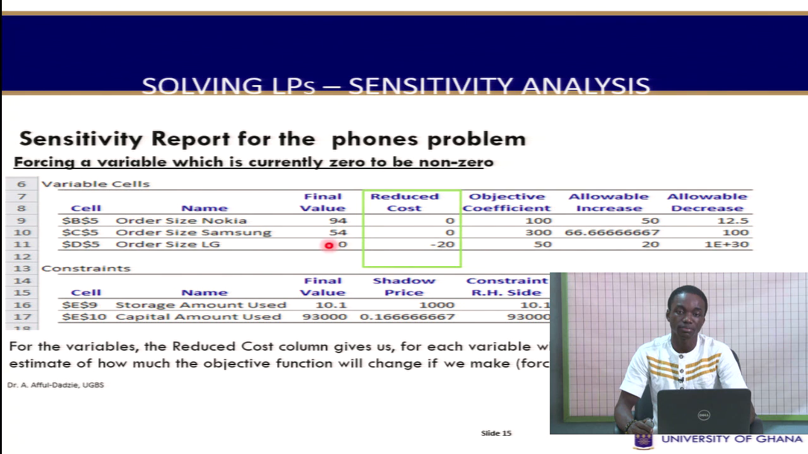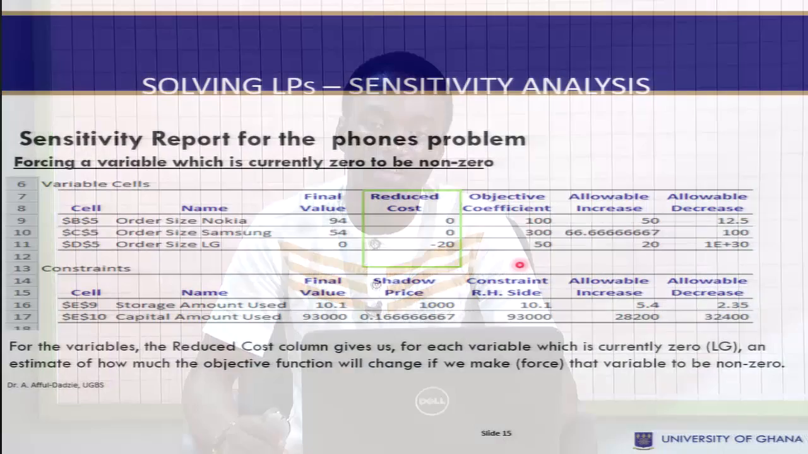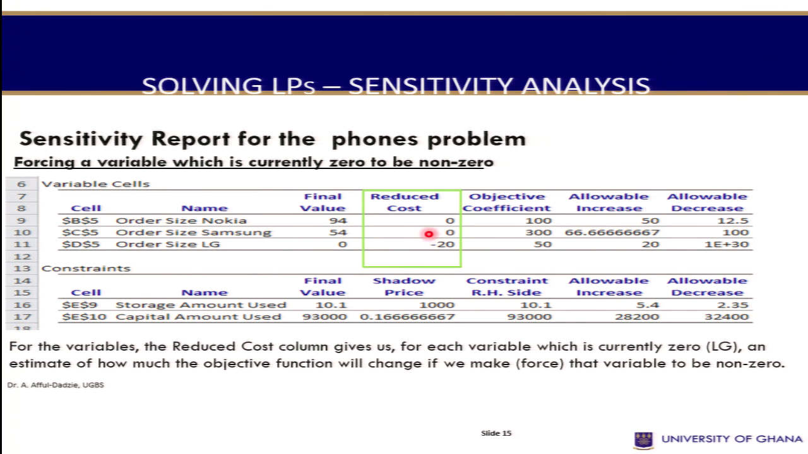A reduced cost of negative 20 means that for every LG phone that we would order, we are going to forego a profit of 20 cedis. But for every Nokia or every Samsung phone that we order, we will not forego any profit. This tells us that it is not profitable to have a profit on LG of 50 cedis, because if you do so, you are going to forego a profit of 20 cedis for every LG phone that you sell.